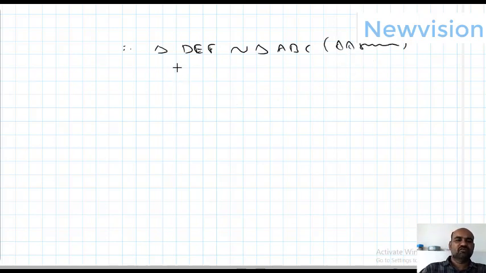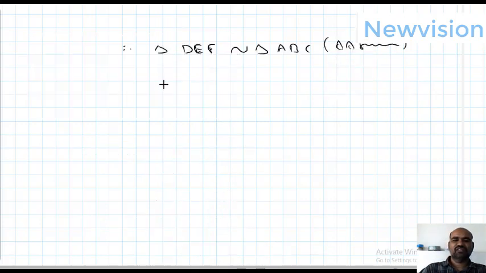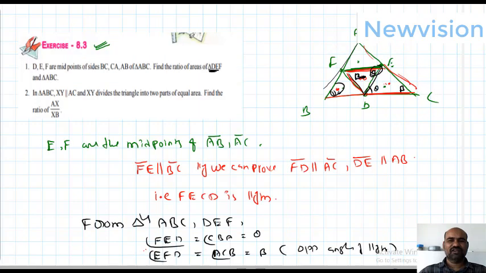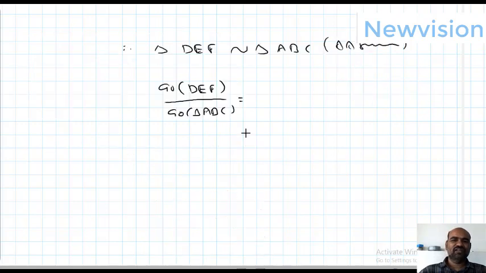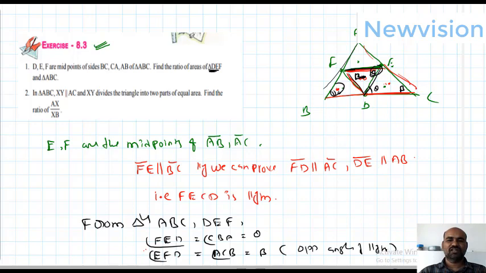Now we want to find the ratio of the areas. So I think that is the question: DEF with ABC. Now what happens? These two are similar, which means area of triangle DEF by area of triangle ABC equals the ratio of squares of corresponding sides. Corresponding sides, I want to take DE, FE. So EF square by BC square. Already you know that EF is half of BC from the midpoint theorem. Observe here, these two are midpoints. This length is half of BC.